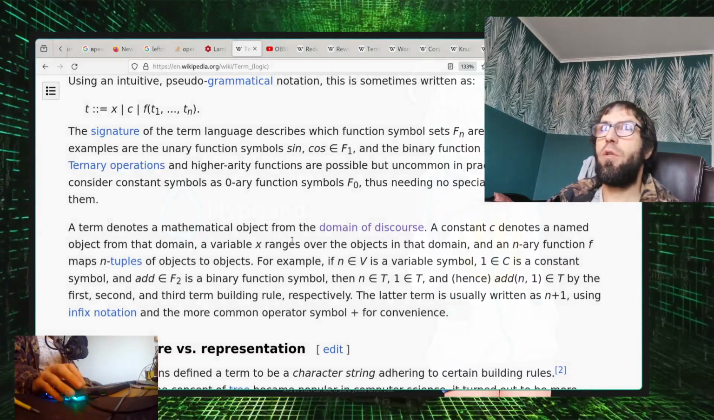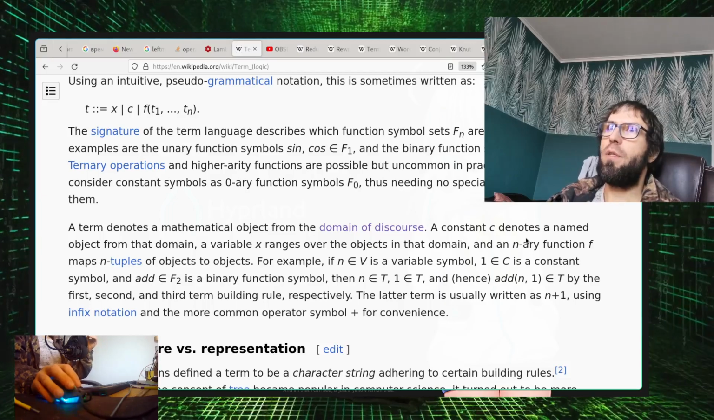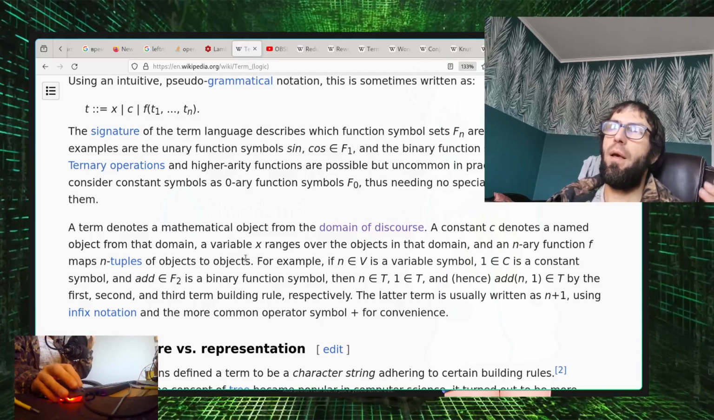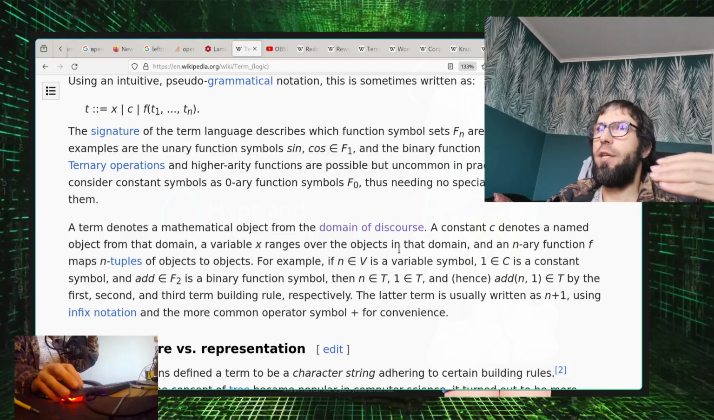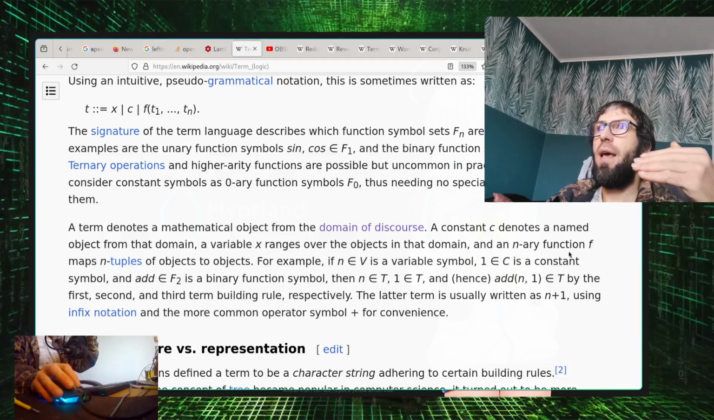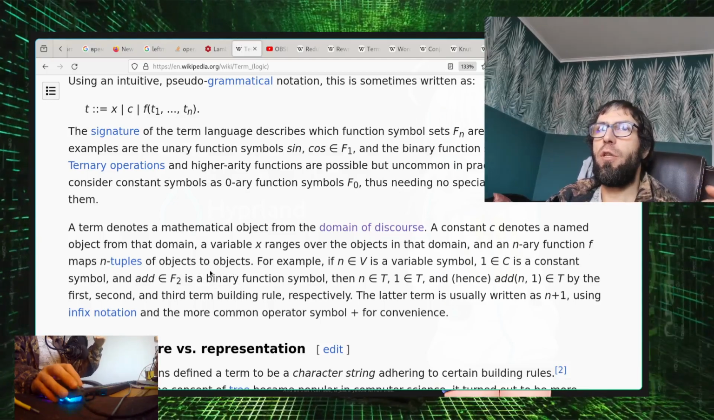A term denotes a mathematical object from the domain of discourse. A constant C denotes a named object from that domain, a variable x ranges over the objects in the domain, and an n-ary function f maps an n-tuple of objects to other objects of this domain.